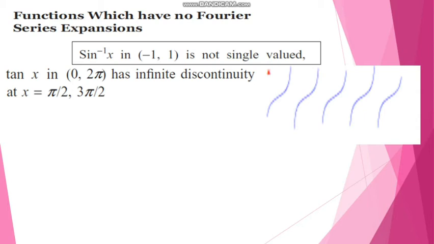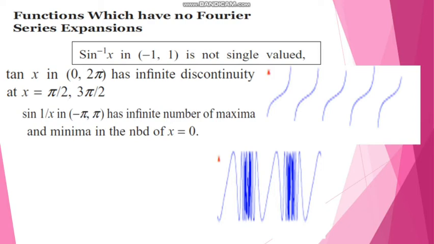Another example regarding functions which do not have Fourier series expansions. Here the function is sine of 1 upon x, defined on the interval -2 pi to positive pi. It has an infinite number of maxima and minima, especially in the neighborhood of x equal to 0. Just look at this particular graph. From this, one can observe that Dirichlet conditions are only for the existence of Fourier series. These are sufficient conditions but not necessary conditions. It means that if a function doesn't satisfy the Dirichlet conditions, it may still have a Fourier series expansion.